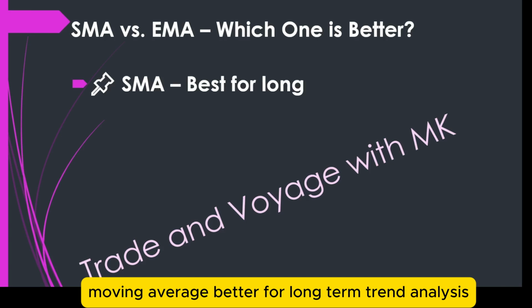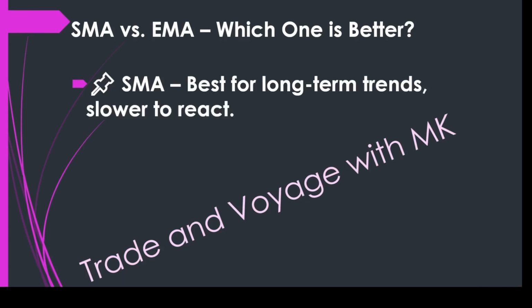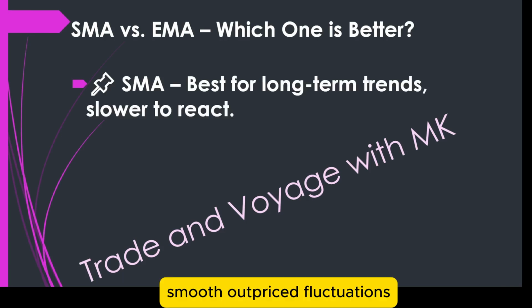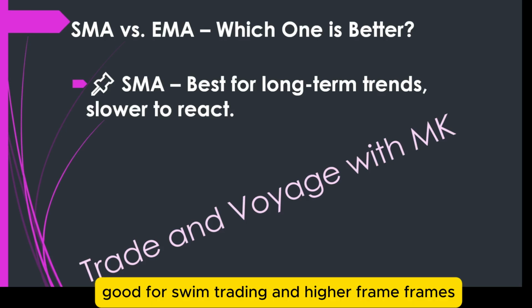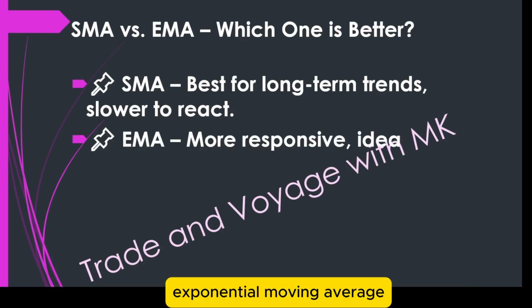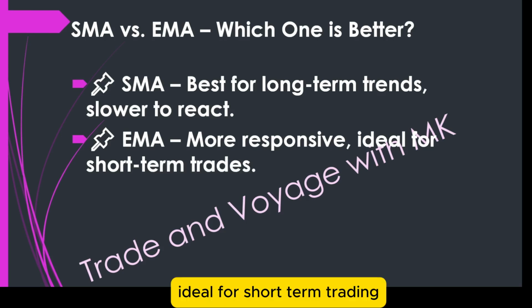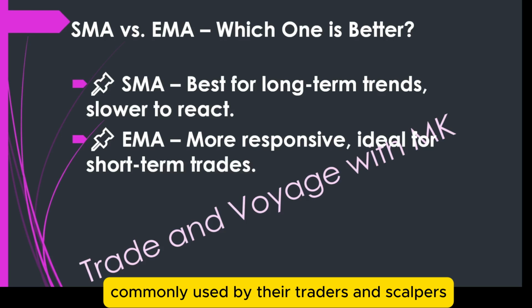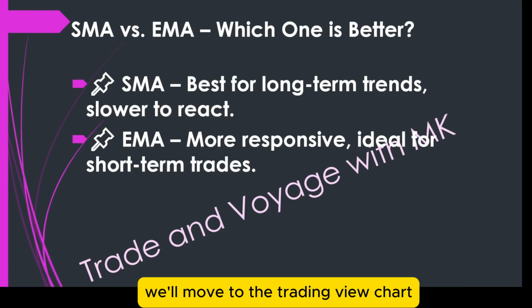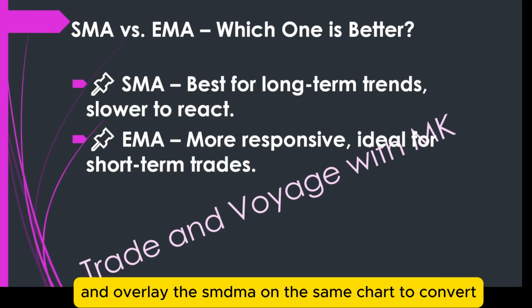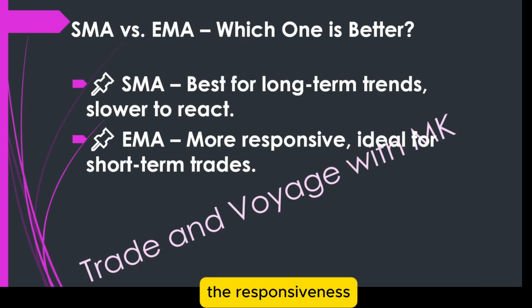Okay, SMA and EMA are used differently depending on your trading style. SMA, simple moving average, is better for long-term trend analysis, smooths out price fluctuations, good for swing trading and higher time frames. Exponential moving average is more responsive to recent price action, ideal for short-term trading and quick entries, commonly used by day traders and scalpers. We'll move to the TradingView chart and overlay the SMA and EMA on the same chart to compare their responsiveness.